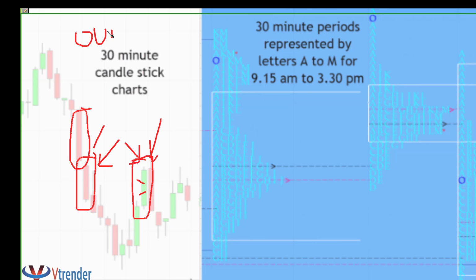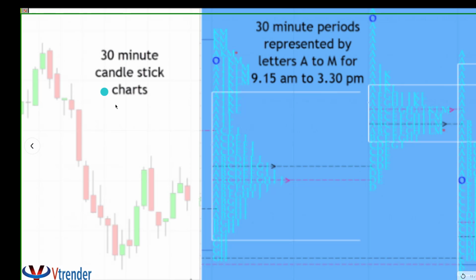So one of the first things market profilers did was they said, we're going to organize this information a little bit differently. If this was a 30-minute candlestick chart with these bars, open here and close here, and the next bar standing here like this, we said we're going to stack them right next to each other.